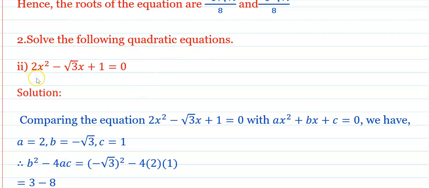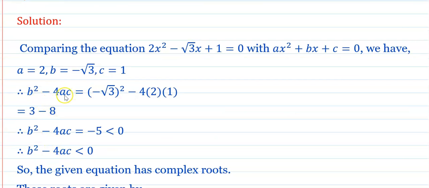Now the next, solve the following quadratic equation. What is the equation? 2x square minus root 3x plus 1 is equals to 0. Again comparing this equation with ax square plus bx plus c is equals to 0, the value of a is 2, b is minus root 3, c is 1. The value of discriminant b square minus 4ac is minus root 3 square minus 4 into 2 into 1. Minus root 3 चा square किती आला तर 3 आला. 4 into 2 is 8.